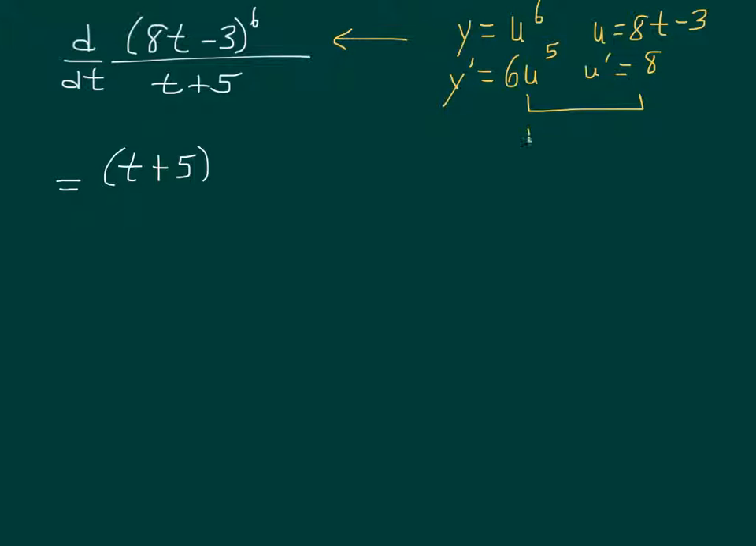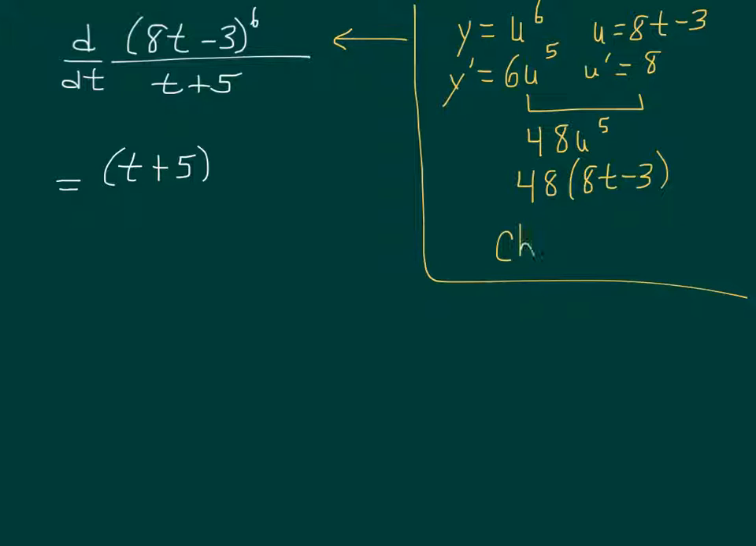I multiply the two, and then finally I substitute u back in. So all this over here was the chain rule piece. So that's just taking the derivative of the top. So, I forgot my 5. So that's going to get plugged in here.